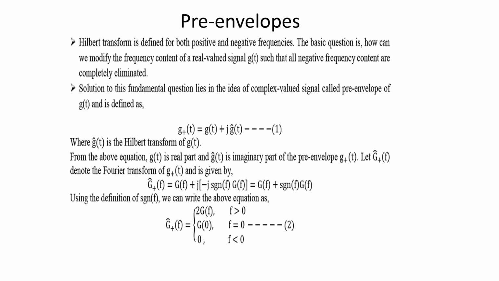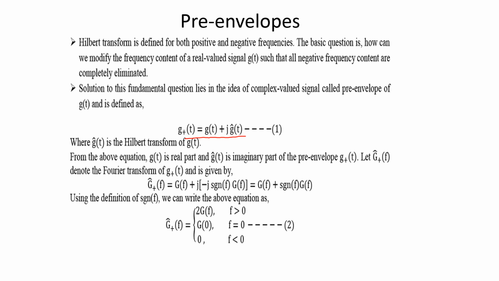The pre-envelope of the signal is g plus of t, which is equal to g of t plus j times g cap of t. So now, what is g plus of t? That is only the positive envelope of the signal. How can it be extracted? It can be extracted when you add g of t with the imaginary, that is the complex term of the Hilbert transform g cap of t, then you retrieve the pre-envelope signal.